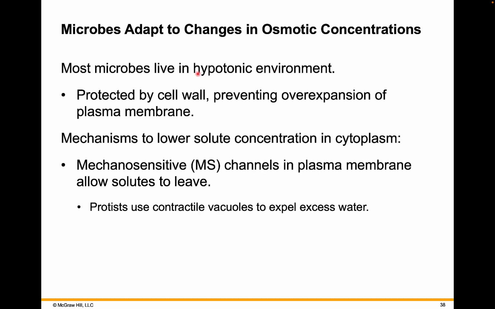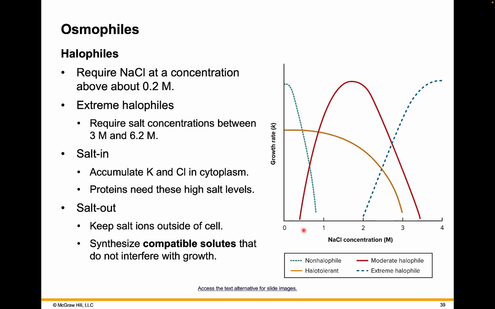But most microbes live in a hypotonic environment, and they are protected by the cell wall, which prevents overexpansion of the plasma membrane. And there are mechanisms to lower the solute concentration in the cytoplasm. There are mechanosensitive channels in the plasma membrane which allow many of the solutes to leave. And on the other hand, the protists use contractile vacuoles to expel the water. So these are some of the ways that they can survive.